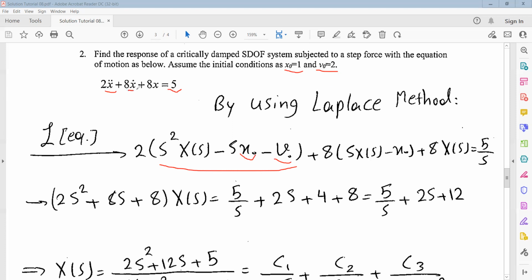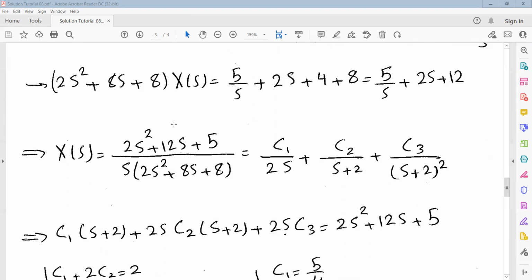And also the Laplace transform of x dot, which is equal to sX(s) minus x naught, which again x naught is 1 in this problem, plus 8 multiplied by x, whose Laplace transform is X(s), and the Laplace transform of 5 is equal to 5 divided by s, as you can see here. So again, we can form the fraction and find X(s) in the Laplace domain.